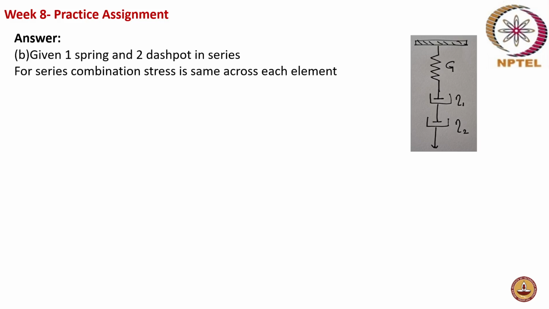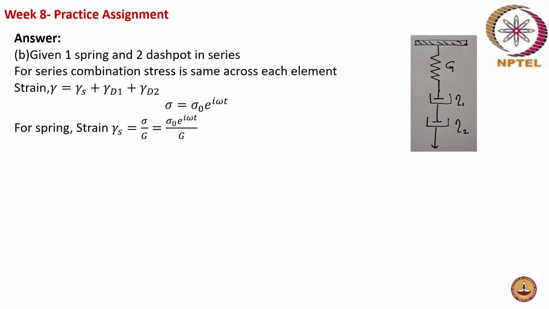Part B, again, they have given that you are applying some periodic stress, and they have asked what the strain is. For the spring element, you have the direct relation gamma s is equal to sigma by G, which is equal to sigma naught e power i omega t by G. Now for the dashpot element, we have strain rate. So gamma dot is equal to sigma by eta, which is equal to sigma naught e power i omega t by eta. Now this is in terms of strain rate.